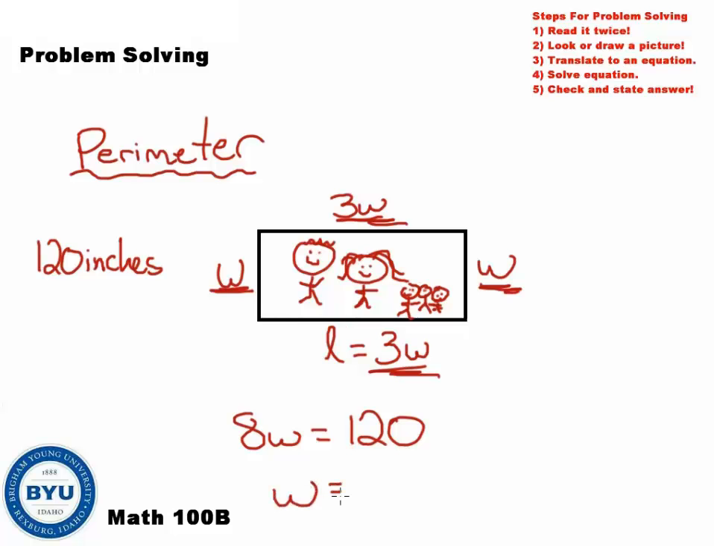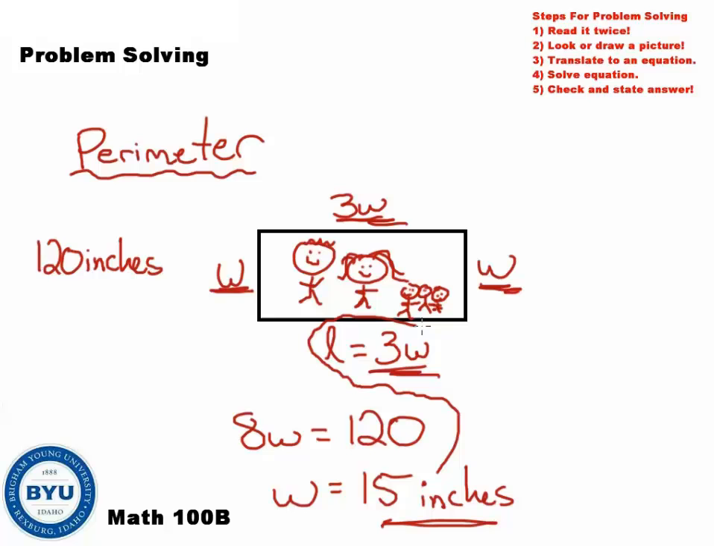We then would divide by 8. We could use a calculator there if we needed to. 120 divided by 8 is 15. So we know that the width is 15 inches for this picture. If we want to find the length, we would just have to plug 15 back into our length equation, which was 3 times the width, which would be 45 inches. So for this picture, to have a perimeter of 120 inches, the dimensions would be 15 inches for the width and 45 inches for the length. That's how we do a perimeter problem when it's a word problem.